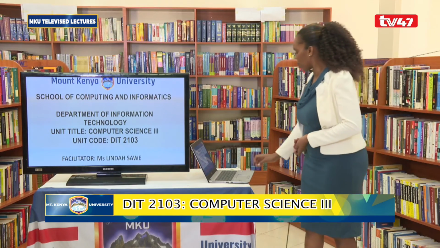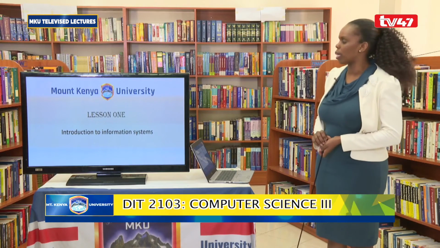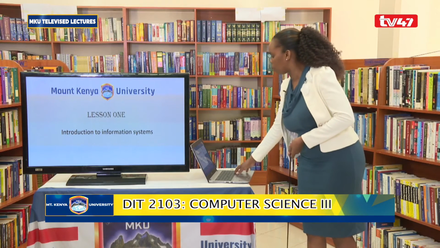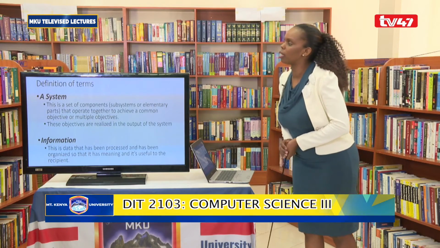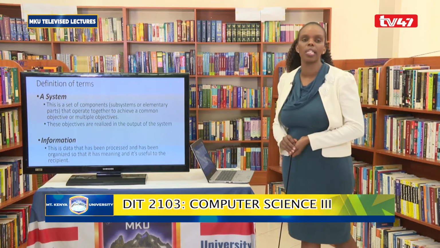We are doing our first lesson today, and we will basically be introducing ourselves to terms that are related to information technology and information systems, trying to understand how information systems are important to health information systems or to health systems. So we'll start by defining a number of terms, and the first term I want us to define is what is a system.